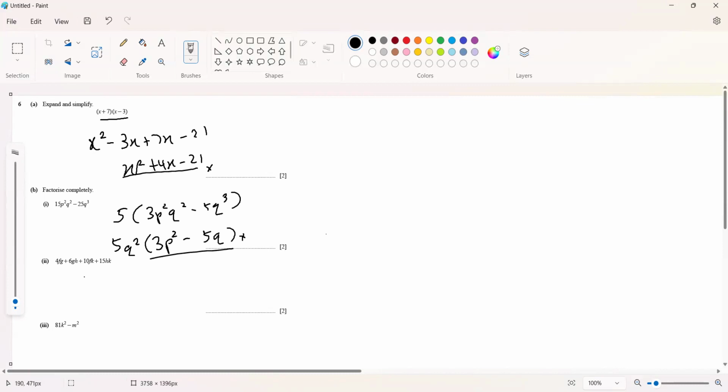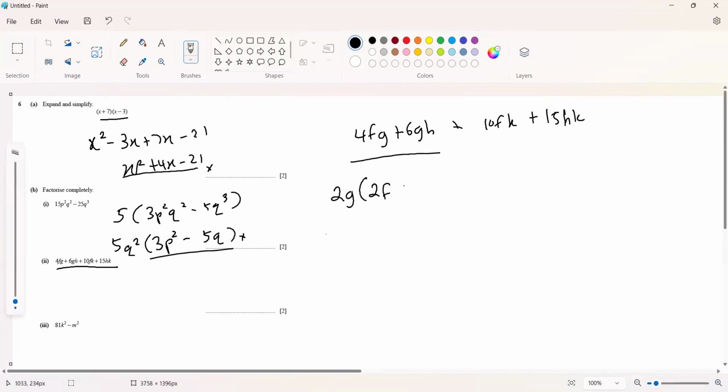So in part 2, they asked us to factorize this as well. These are 4 terms. So from the 4 terms, we can work 2 by 2. So let's isolate 2 terms by 2 in this case. So from here, these 2 terms have 2 and g in common. So I can take out 2g. So that's 2f plus 3h, plus.